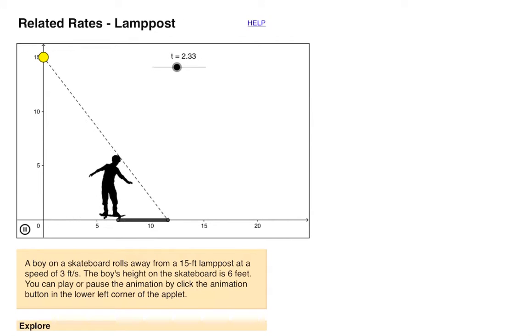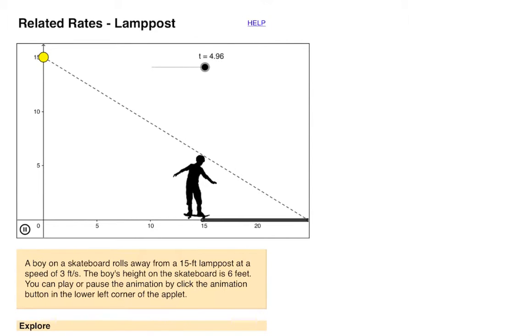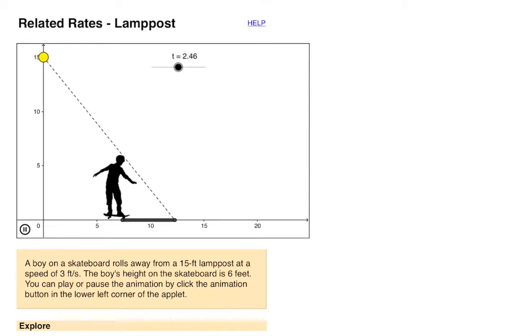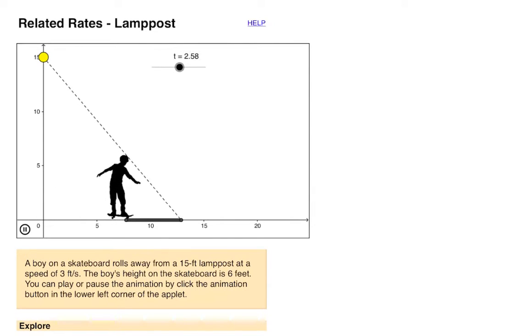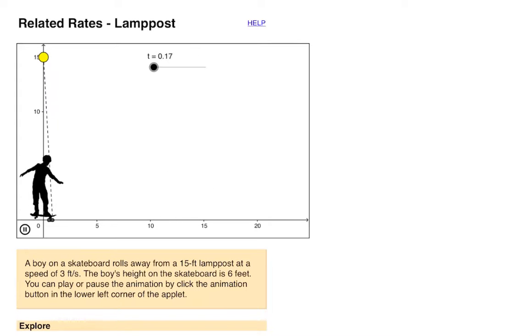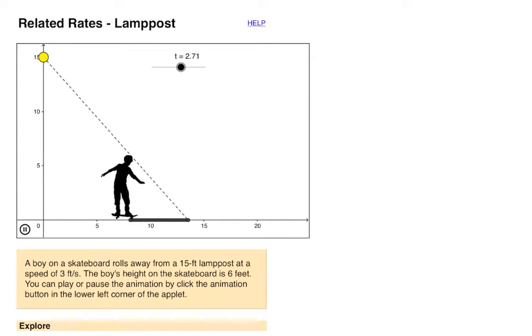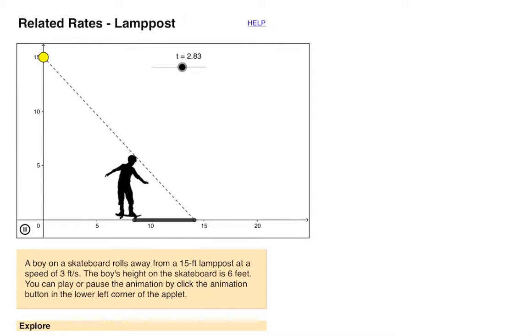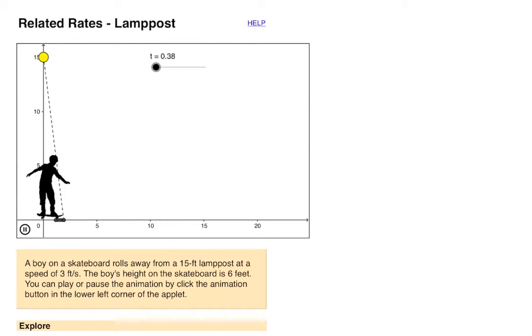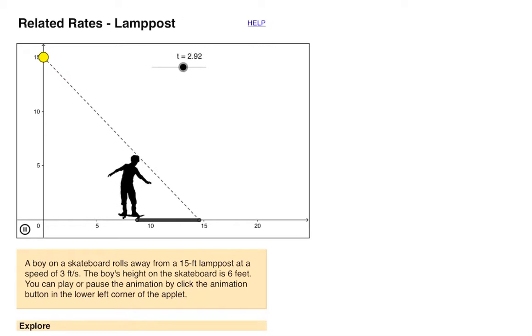Hi folks, this is an introduction to the related rates problems that have similar triangles in them. And they're a very traditional related rates problem. I guess you would call it a classic problem. And so what we want to do is make sure we understand the context and do some simple calculations to look at the rates and see if we can understand the relationships.